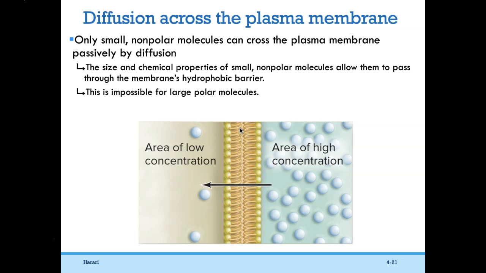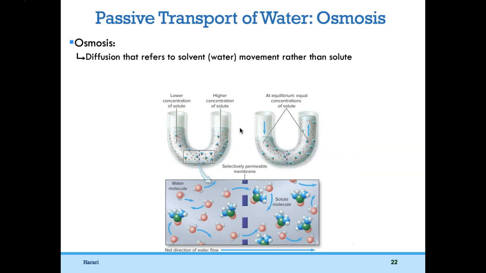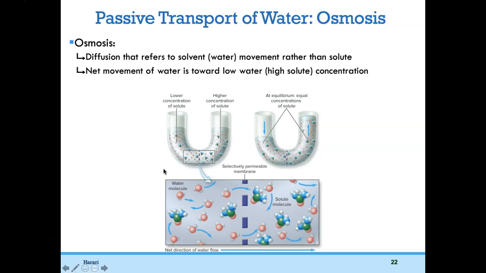Right, this is not possible for large or polar molecules. If water is being transported from high concentration to low concentration, we call that osmosis. So osmosis is diffusion that refers to the solvent, meaning the water in our case, rather than the solute moving. So just like a solute, water moves from high concentration to low concentration, meaning water is going to always move to where it's more concentrated in solute.